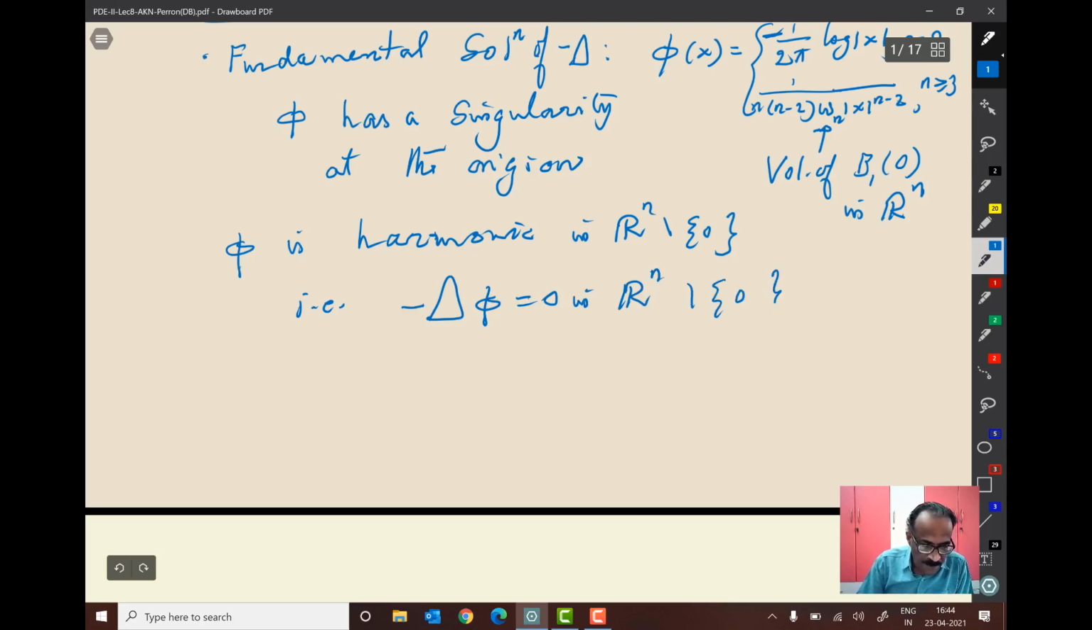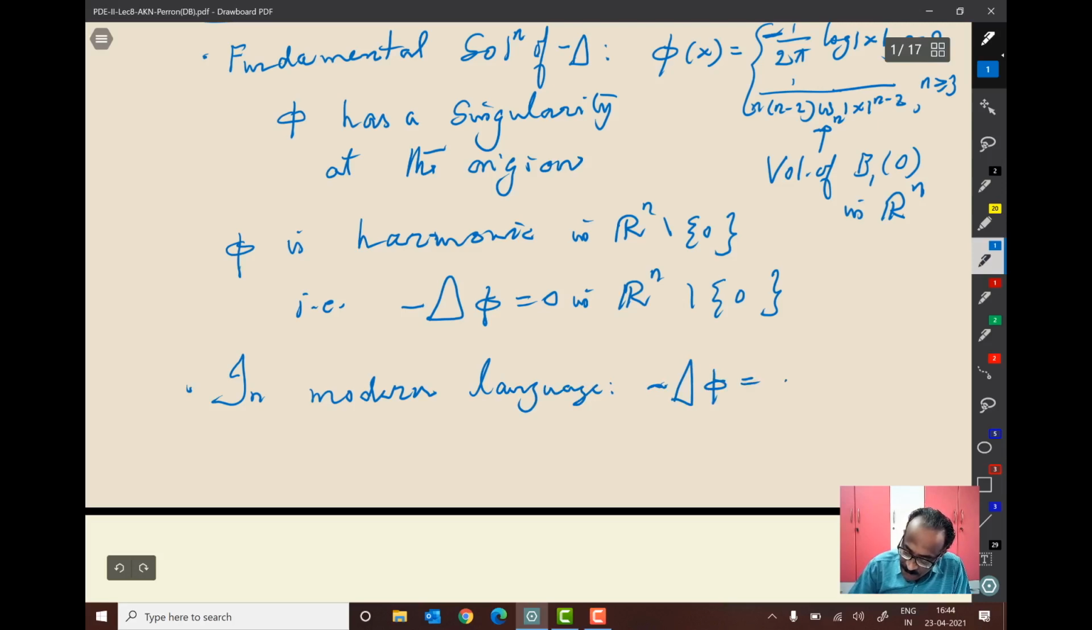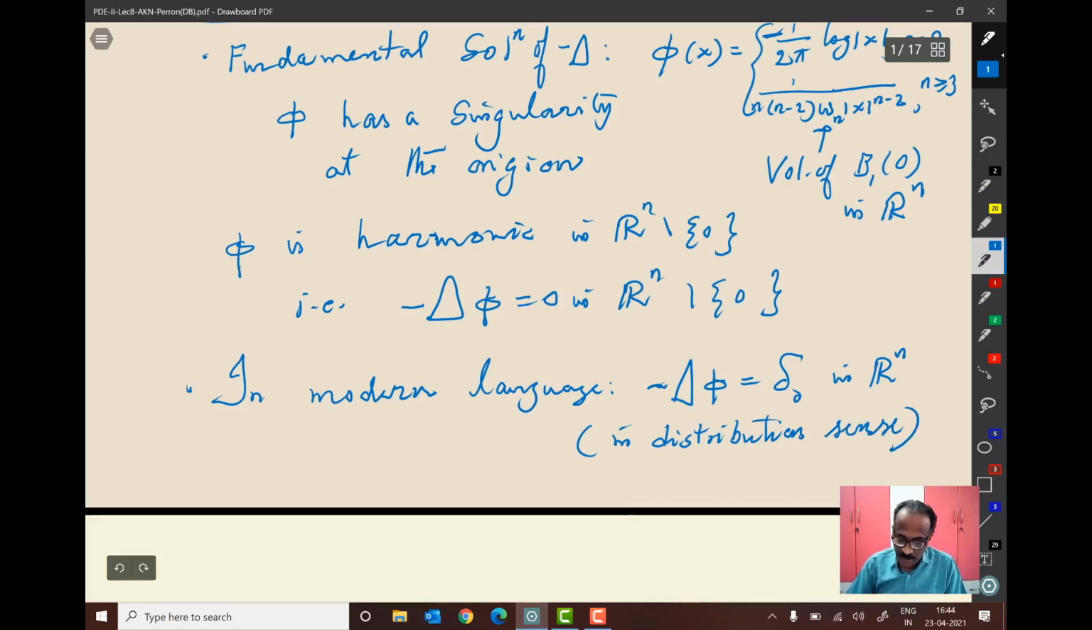But in modern language, which we may not study here, but we may hint at the end of this course a little bit about it, it is called minus Laplacian of phi equal to Dirac delta at the origin in Rn. This is in distribution theory. We will tell you later. We already mentioned this. What is the meaning of this, or probably we will do it in distribution sense. Okay. So that's what we have done.